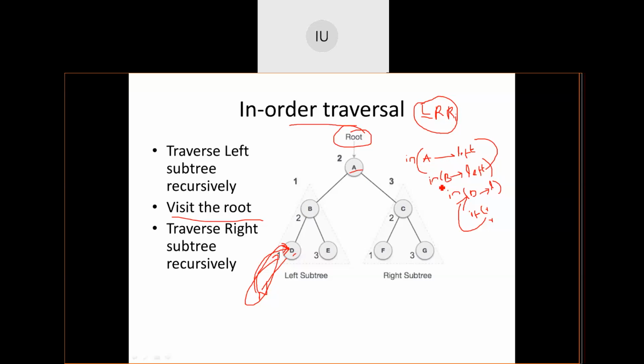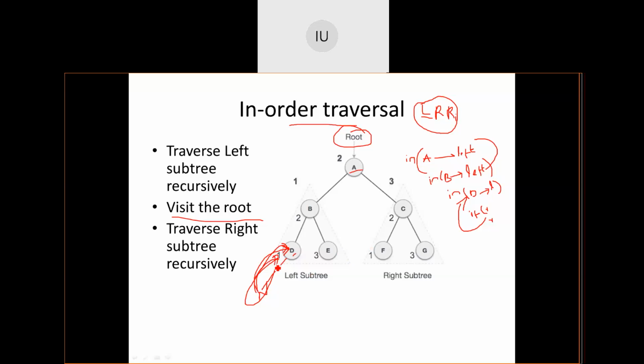Now who is the root? D is the root. Now what happens? D's left is called. In order of D's left. Every time it goes on until it reaches a null. So D's left is null. Whenever it reaches null, it has to just return back to its parent. Who is the parent? D. Returns back without doing anything.